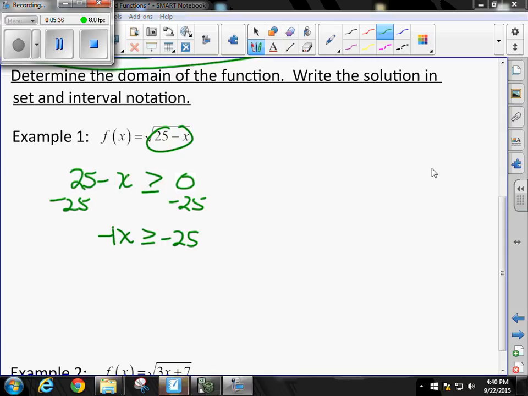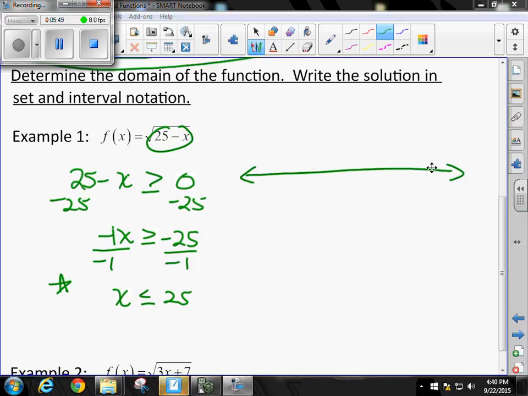That's like negative 1x, so I'm going to have to divide both sides by negative 1. And when I do that, it turns the inequality around, and I have x is less than or equal to 25. Now, what does that look like when x is less than or equal to 25?